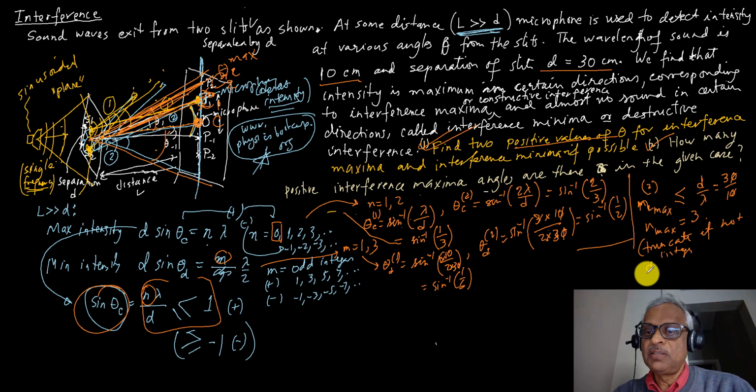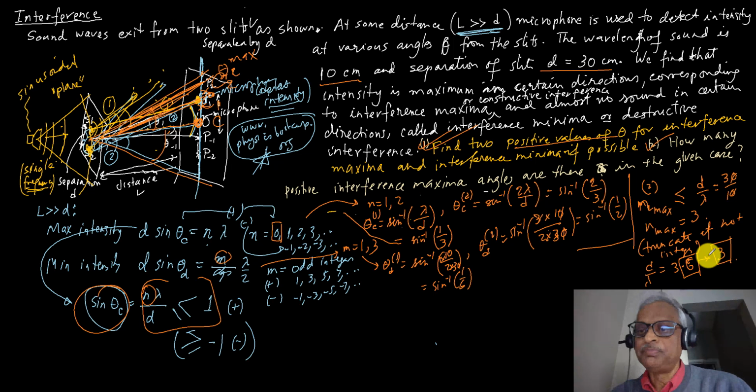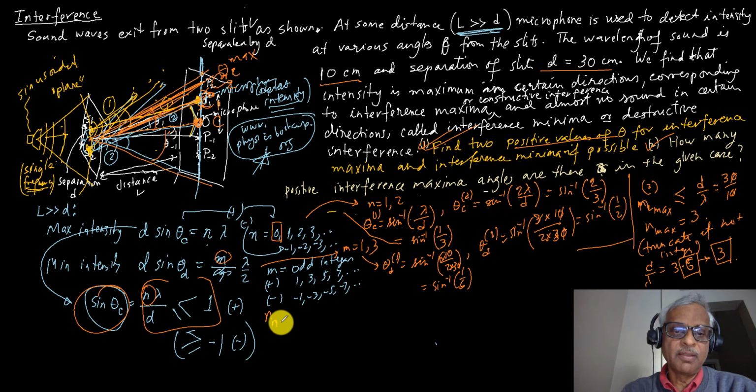Say you got d over lambda equals 3.6. What do you do? It will not round up, it will just become 3. 3 will be the answer. You just drop the decimal, our so-called floor function. So n max equals d over lambda, take the floor function.